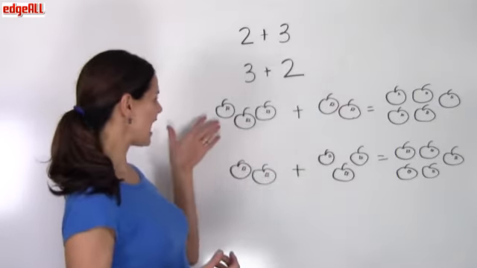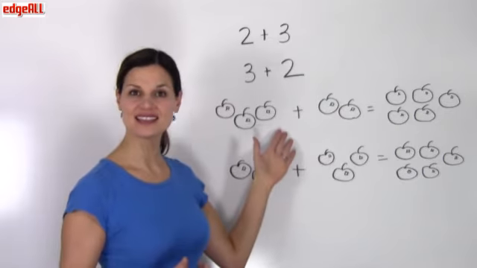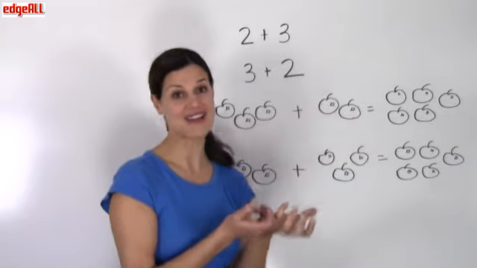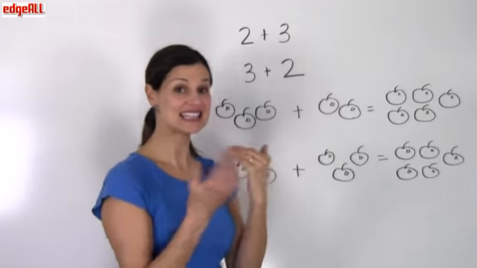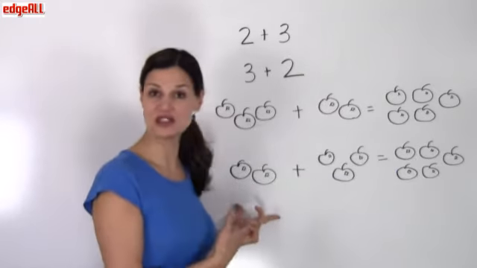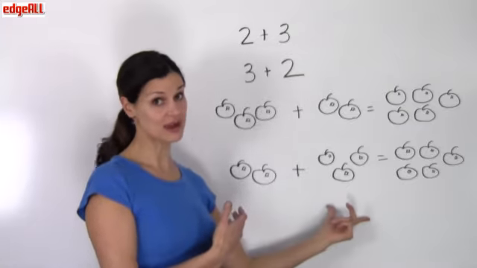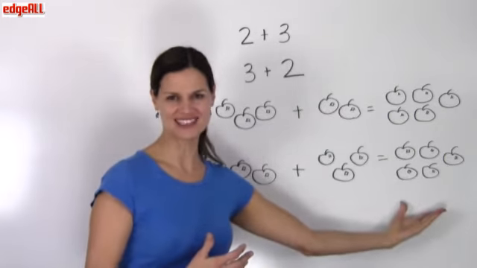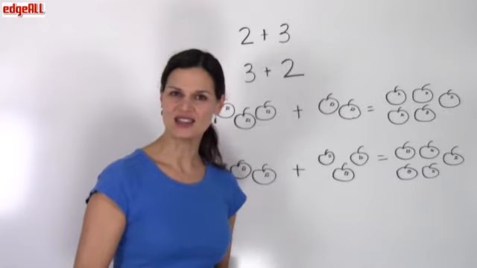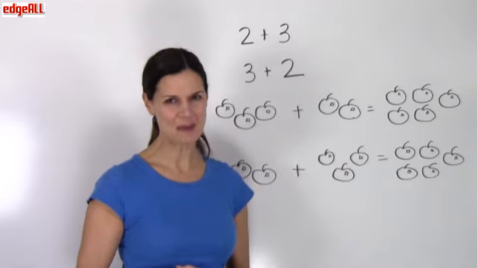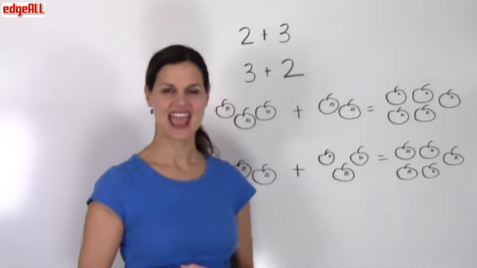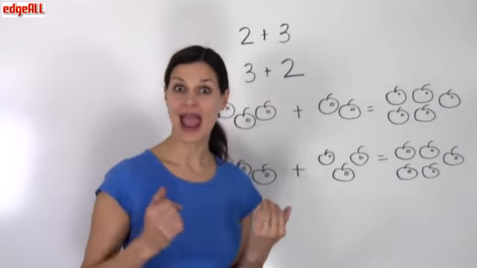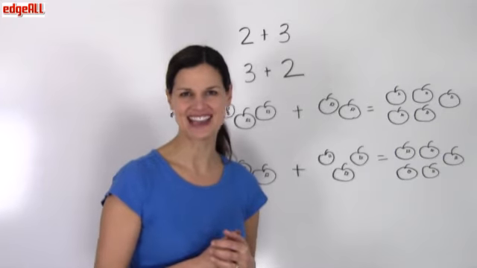If I start out with 3 apples and I add 2, I end up with 5 apples. And exactly the same if I start out with 2 apples and I add 3, I still end up with 5 apples. And this is called the commutative property of addition. And it's true for every addition problem, no matter how many numbers you're adding together.